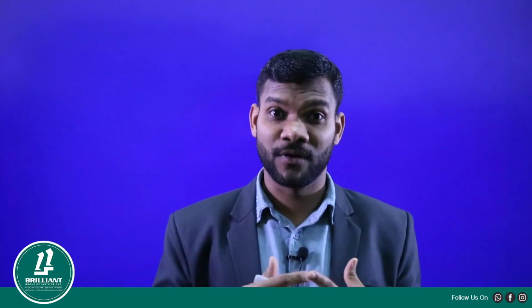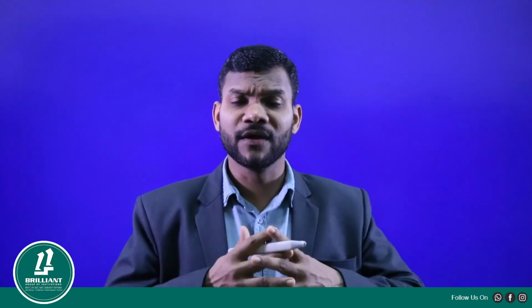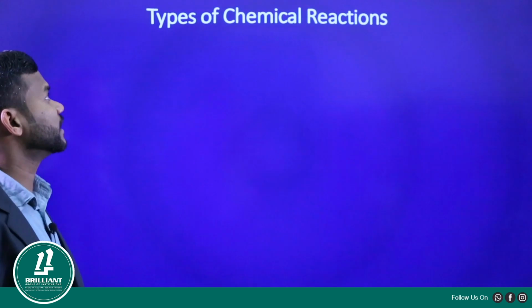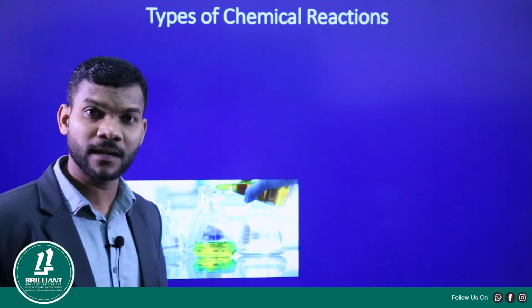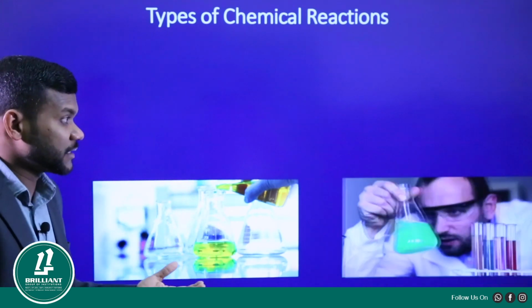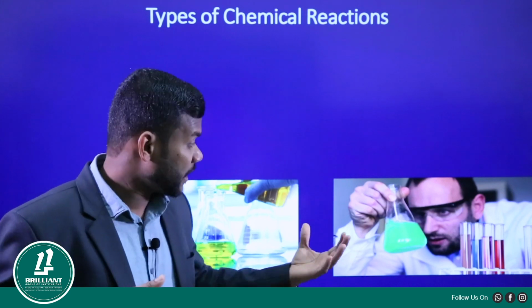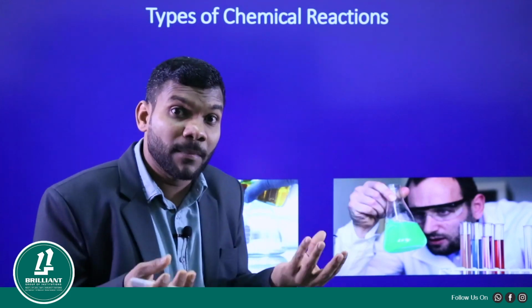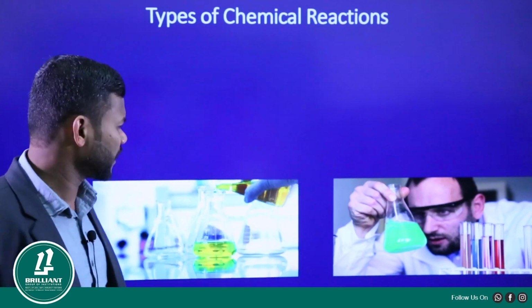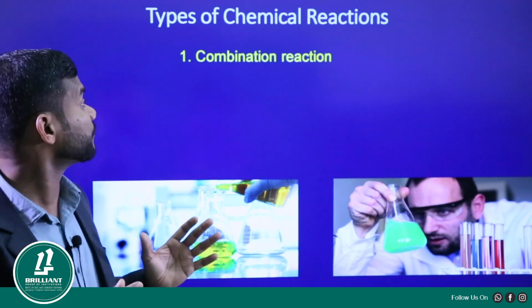Last class we discussed what a chemical reaction is and what its special characteristics are. Today we will be discussing the different types of chemical reactions. You must have seen in the school laboratory that in different chemical reactions the color changes, sometimes the temperature increases, and sometimes gases or bubbles come out. So let us discuss the types of chemical reaction.